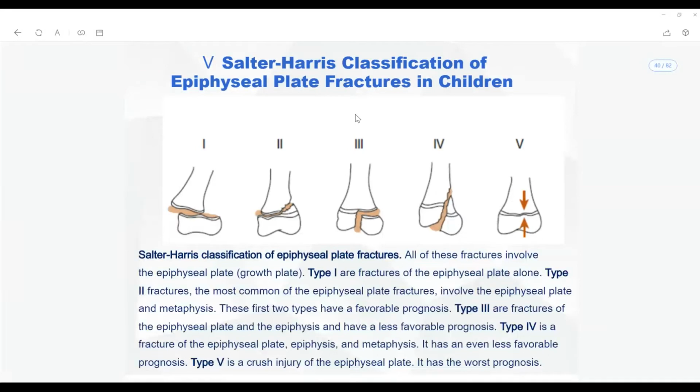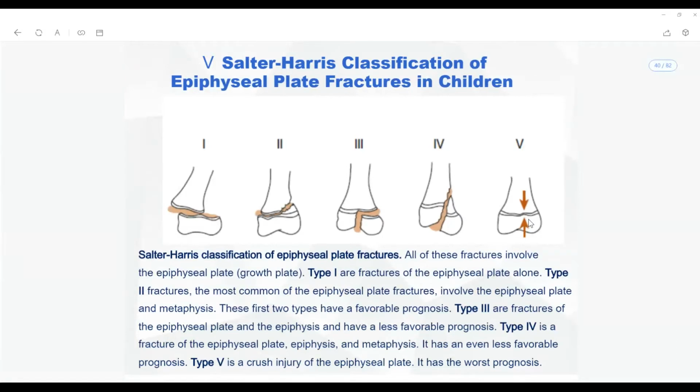T: it happens through all the structures together, and it is called the T grade type of fracture. So it will have epiphysis, growth plate, and metaphysis. Then ER: erasure, or complete erosion or compression of the growth plate, is type 5.